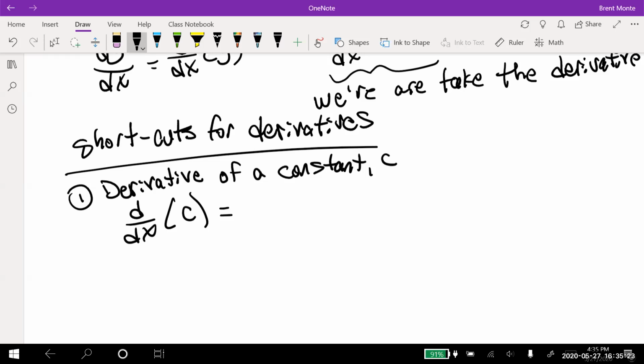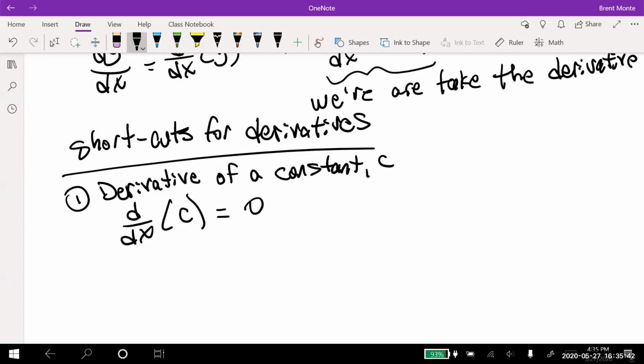Well, think about it. The derivative is the instantaneous rate of change. By definition, a constant does not change. So at any instant, it's not changing. What that means is the derivative of any constant has to be 0. Again, it's the rate of change. Constants don't change. So we say, oh, there is no change in this constant. Its rate of change is 0.